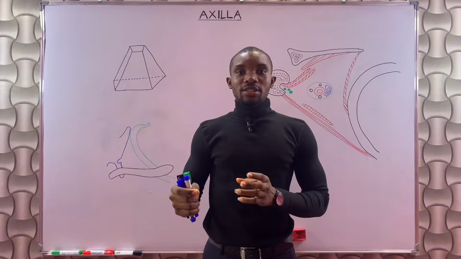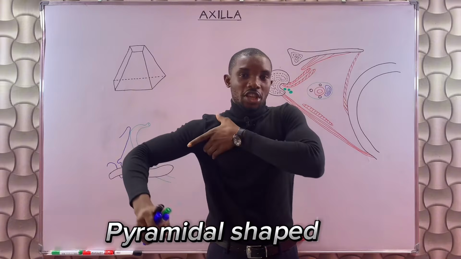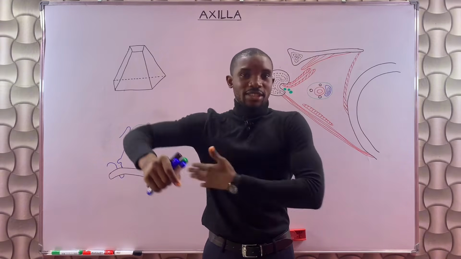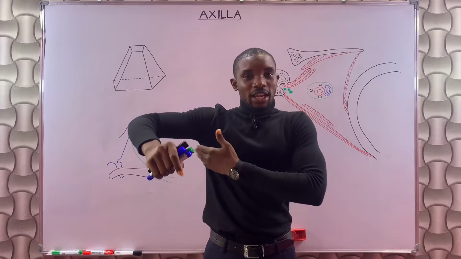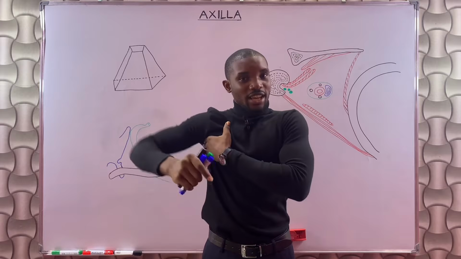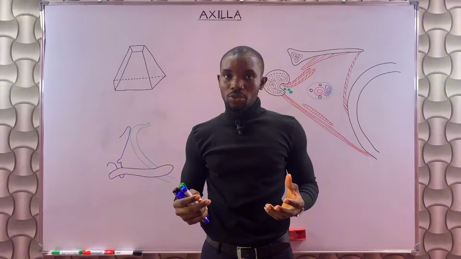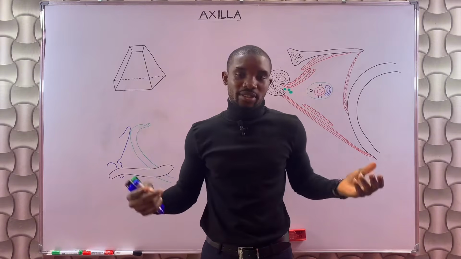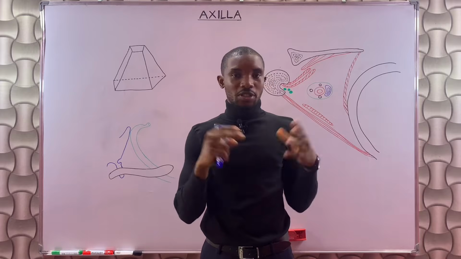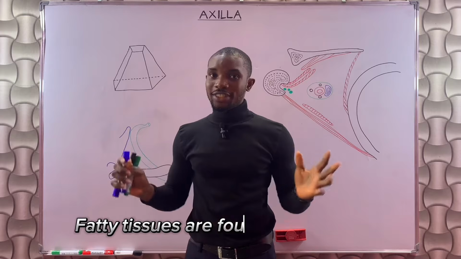The axilla is a pyramidal shaped structure found here within this area. So this is the arm, this is the chest wall, and between the chest wall and the upper part of the arm, there is the axilla. And the axilla is pyramidal shaped, filled with fatty tissues. Whenever you hear space in anatomy, you should pretty much think of fatty tissues because fatty tissues are found almost always in spaces for cushioning effect.